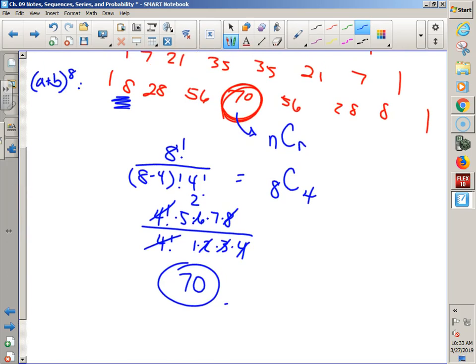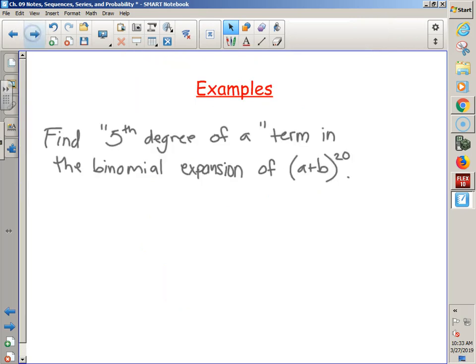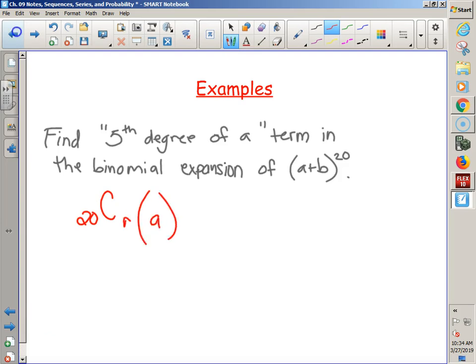But wouldn't it be nice if they were asking us for something like a very specific term? Do you want to go to the 20th row of Pascal's triangle? They're only asking me for one term. Maybe I should use the formula to figure it out. Now, what's the thing I'd have to do? The 5th degree of a. What would make a to the 5th degree? What must r be to have that work out?